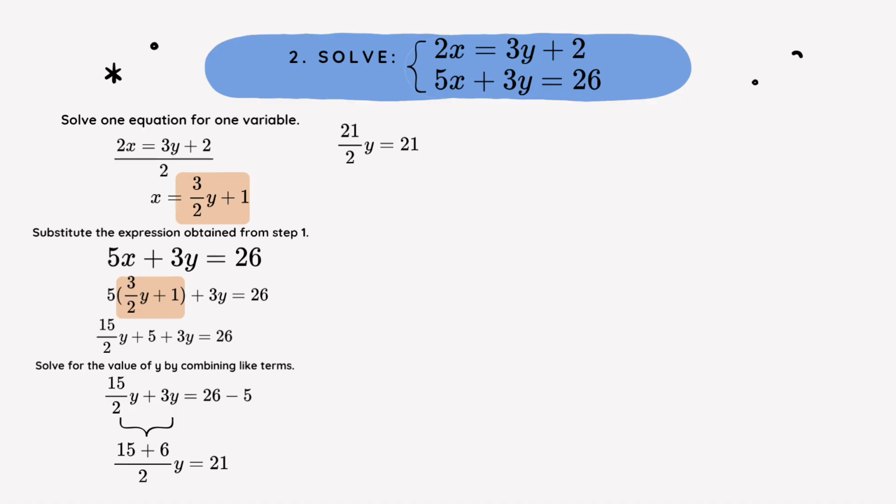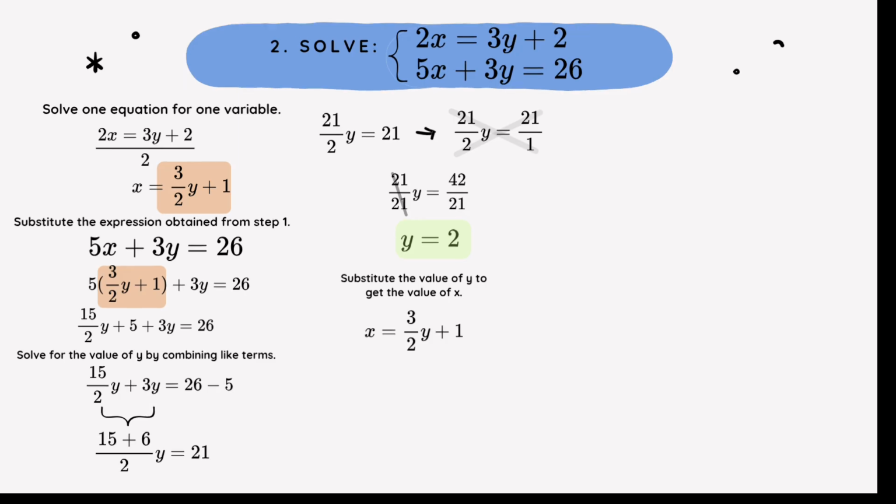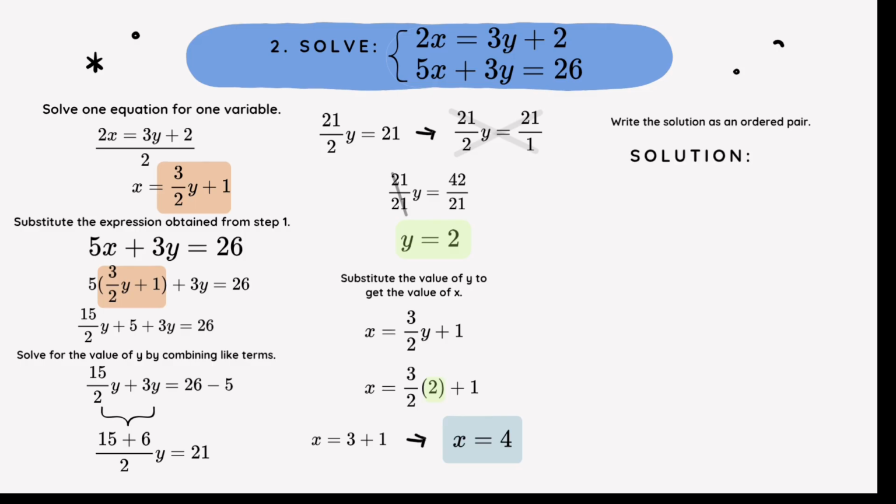And then we'll have 21 over 2y equals 21. Cross multiplication, we'll have 21y equals 42 and then divide both sides by 21, we'll get 2. Therefore, y is 2 and we'll have to substitute the value of y to get the value of x. Substituting it back to the equation we solved earlier, we'll get x is equal to 3 plus 1, which is 4.